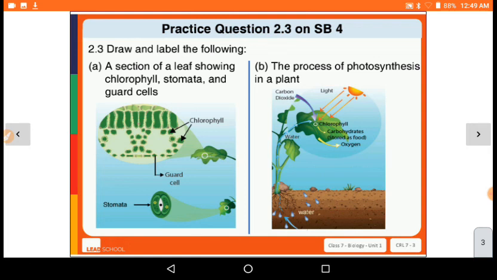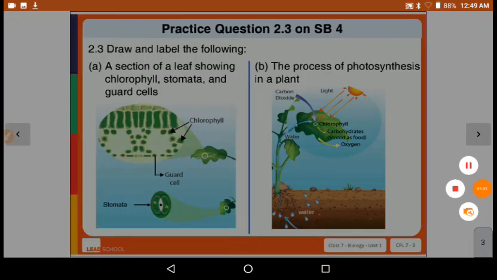We have to show the process that water is taken from the roots and sunlight, and then it is added to chlorophyll, and carbon dioxide is added, and then we get out the oxygen from the leaves, and carbohydrates are stored as food. Now let's see practice question number 3.